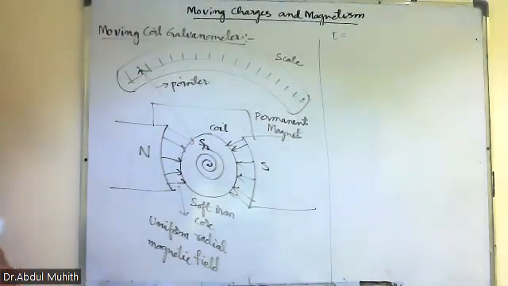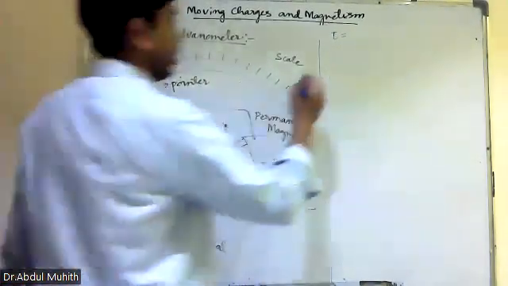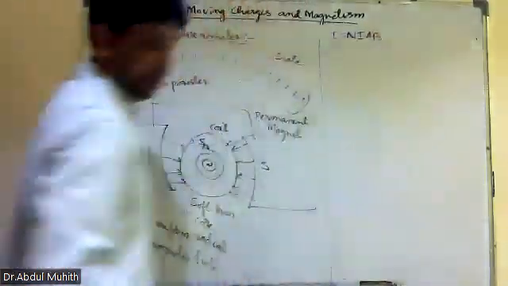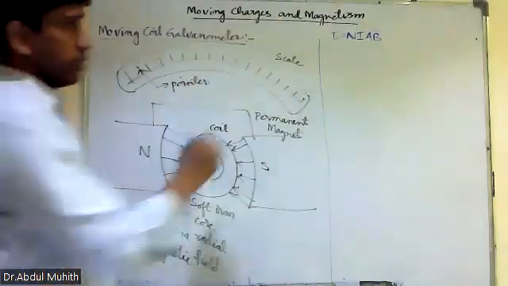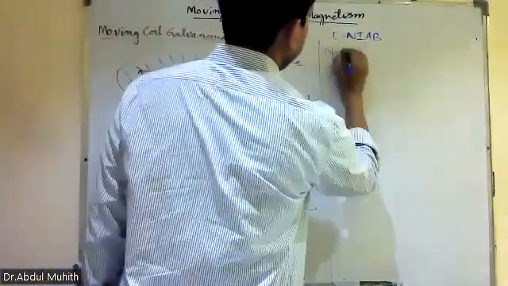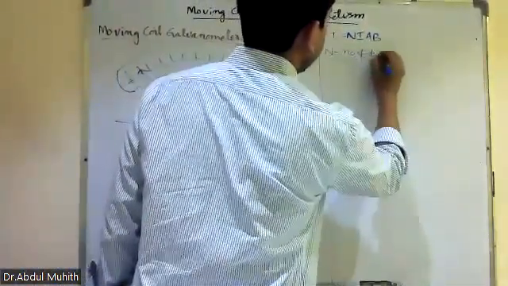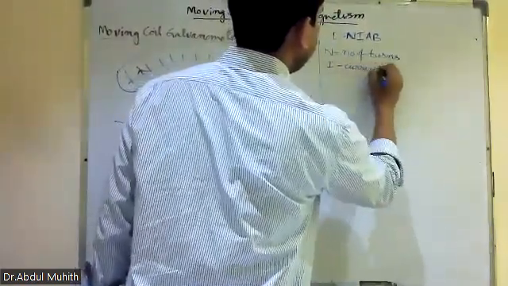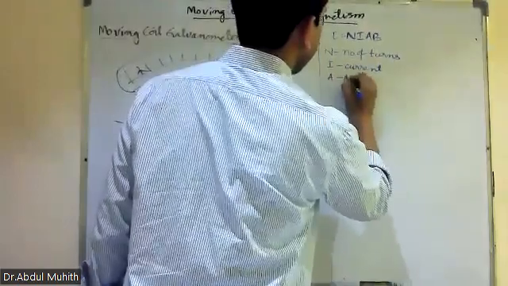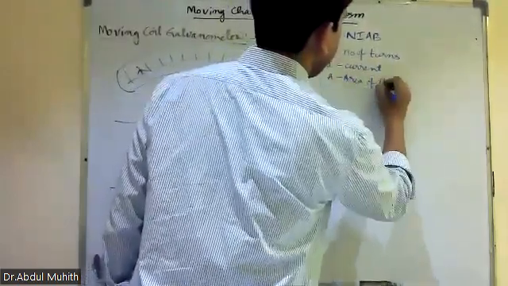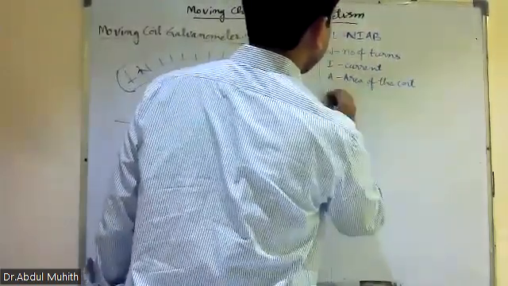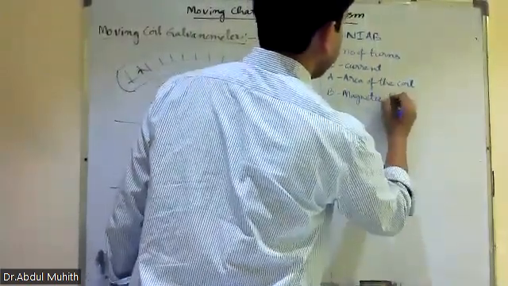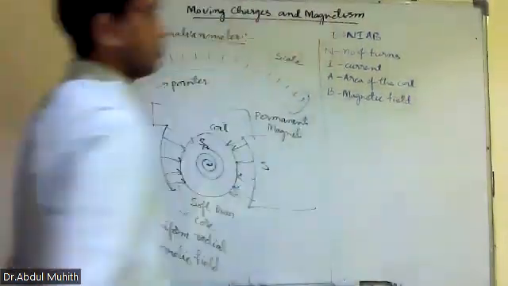Now, what is the torque here? Tau is equal to NIAB. N is the number of turns. I is the current. A is the area of the coil, and B is the magnetic field.